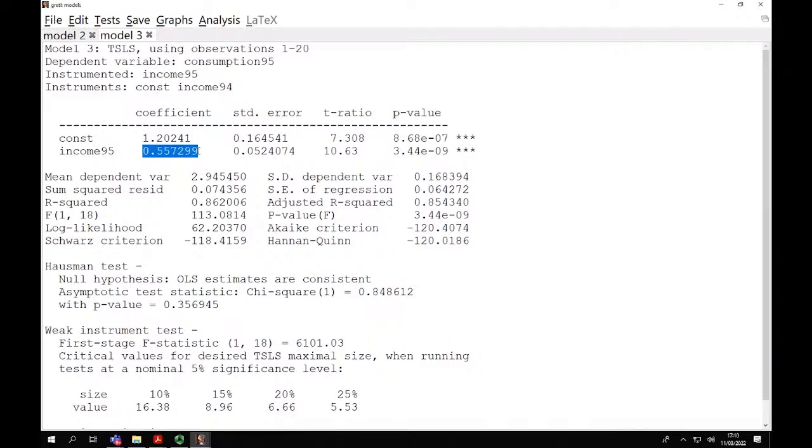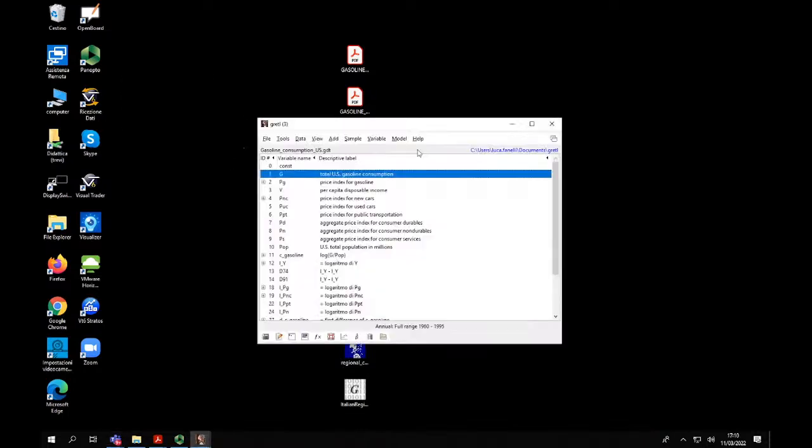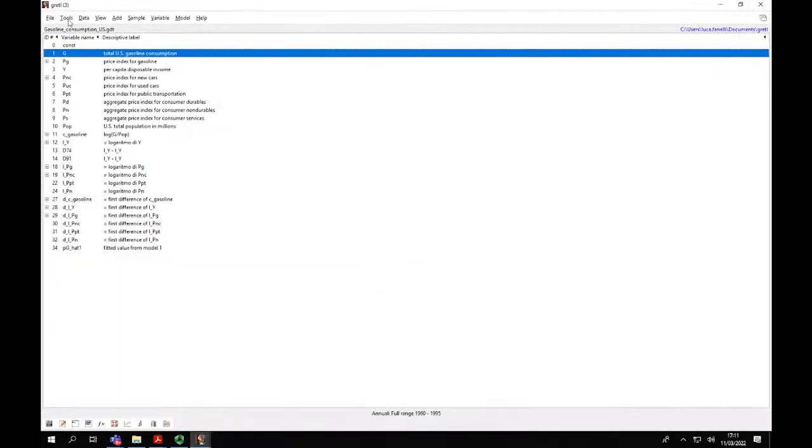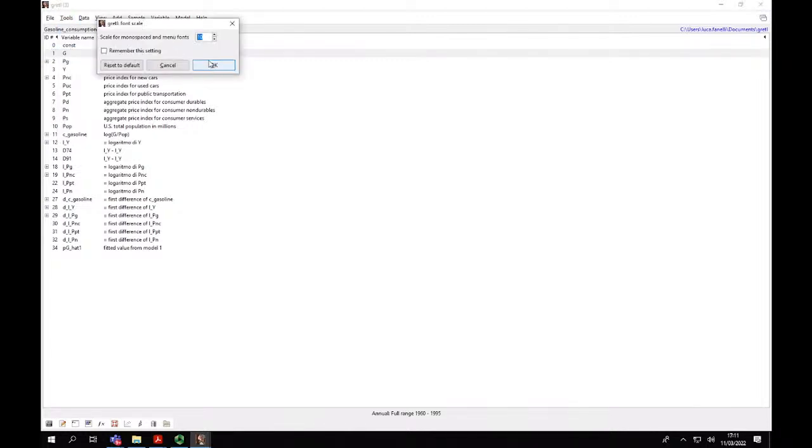Yeah. But let me now move very quickly to the same exercise on the gas oil consumption model. Of course, we'll come back to that, but I want to give you the intuition, okay? So I come back to the previous model. I open again gas oil consumption, okay? And let me increase the font. Tools, preferences, font scale 20.